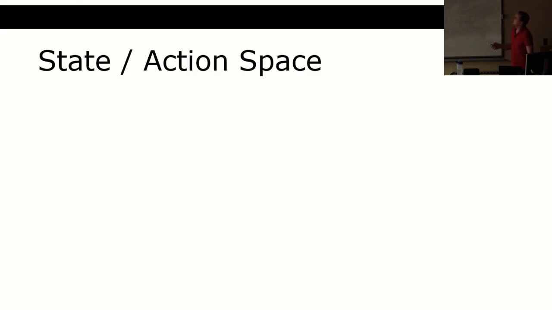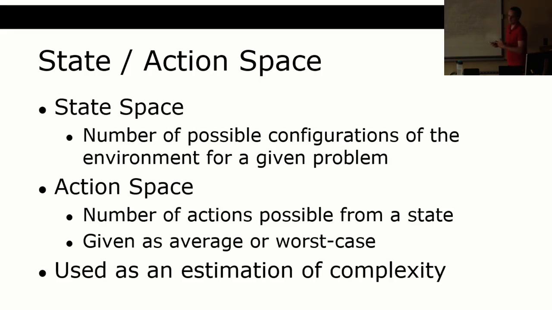Okay, so now that we can identify different states, we have this concept of state and action spaces. So the state space, it's not a physical space, it's a numerical space, and the state space is the number of possible configurations of the environment for a given problem. Okay? So how many possible chess configurations are there? If we're playing tic-tac-toe, how many possible ways can I arrange a tic-tac-toe board? How many possible ways can I put a bunch of cars on the road, right?